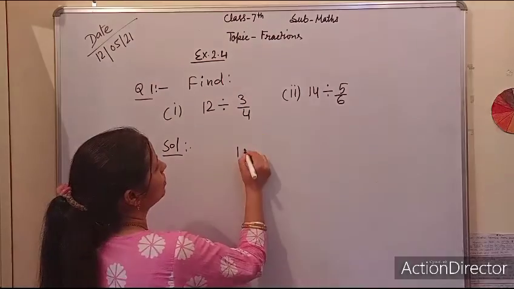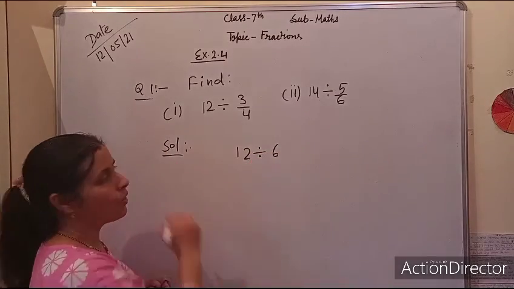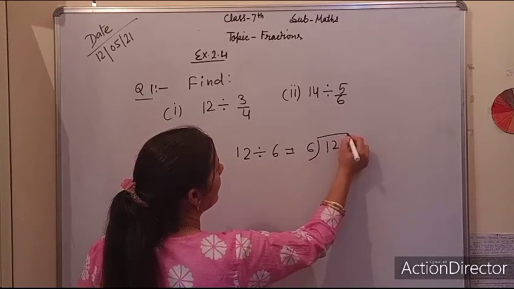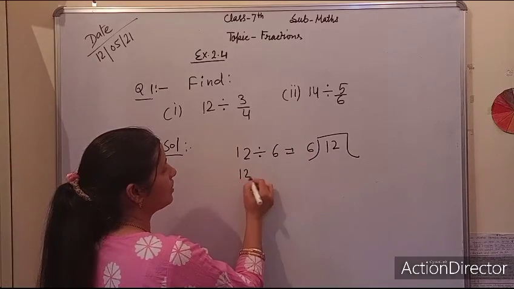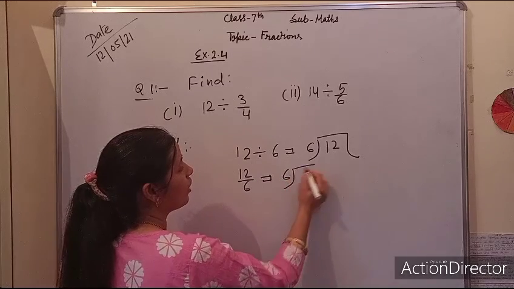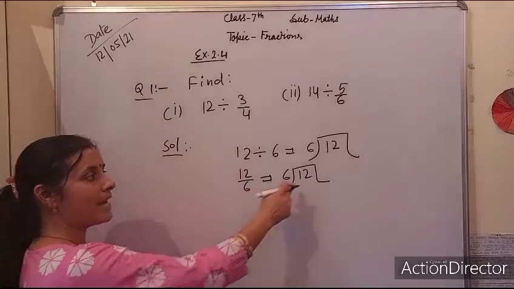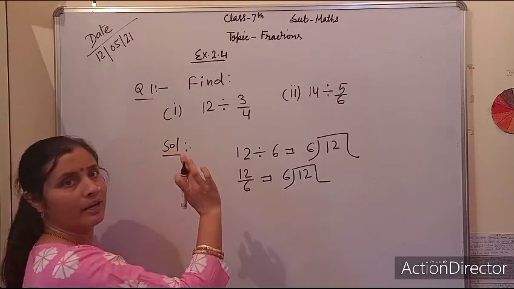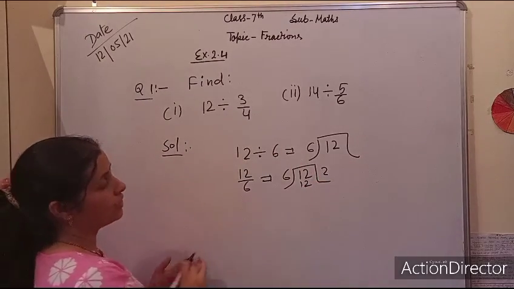Because we know that if I write here 12 divided by 6, it means we will divide 12 by 6. Or we can write it as 12 upon 6. And as I told you, the denominator is the divisor and the numerator is the dividend. So 6 twos are 12. It is quite easy.